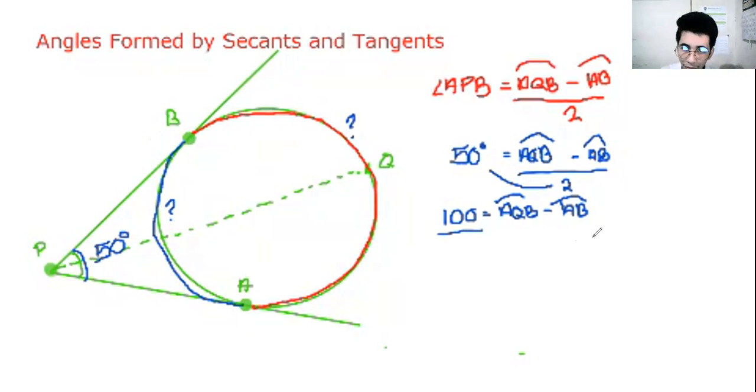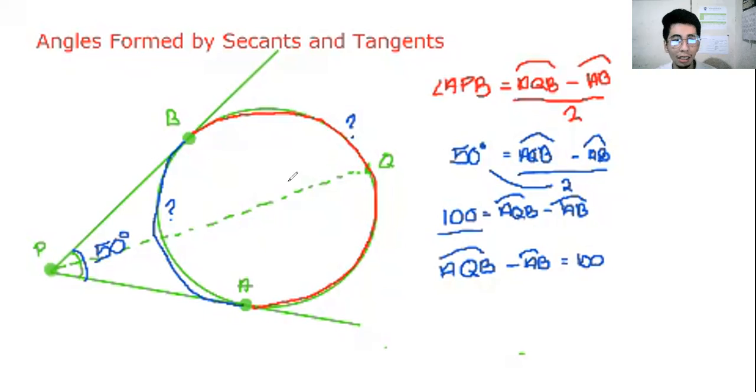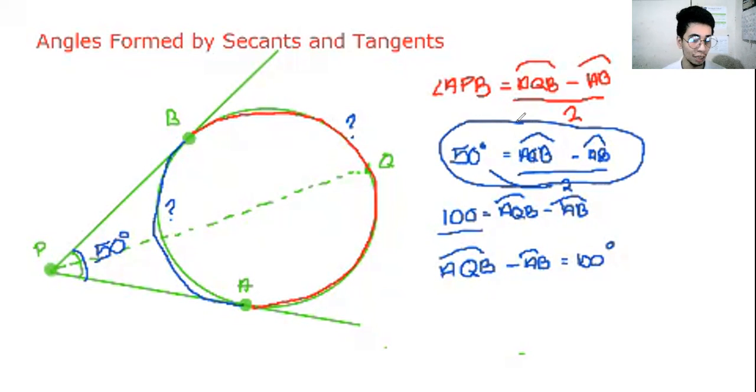Ngayon, so lagay natin katulad nito, angle AQB minus angle AB is equal to 100. Okay, nakukuha ba natin? Kapag daw pinag-minus natin yung dalawang arc na ito, 100 yung kalalabasan kasi ito yung ating formula, diba? So, iyon lang yung meron tayo.